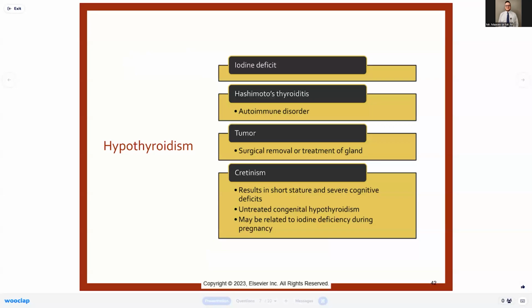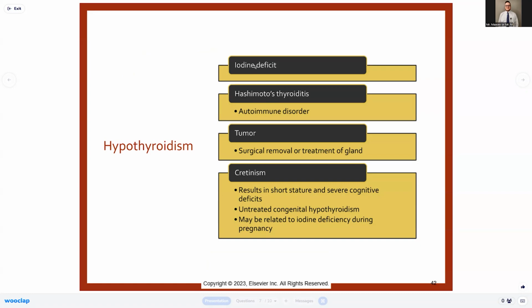Hypothyroidism, remember, hypo means low and slow, could be a number of things. It could be related to an iodine deficiency. We get iodine from our diet, and iodine is the chemical component used to generate thyroid hormone. There's also something called Hashimoto's thyroiditis.